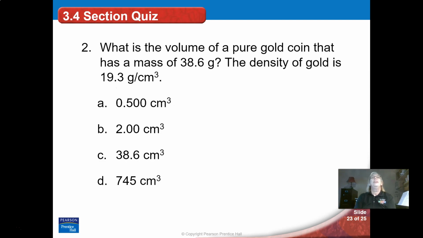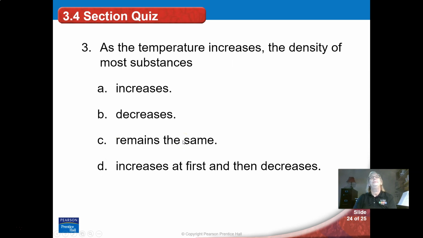Question 2. Volume. So we're given grams and density, just like that last problem I showed you. See if you can figure out volume. So if you want to pause and try this math, that'd be great. Let's look for sig figs. We have 3 sig figs. Our answer has to have 3 numbers in it. So there's 3 numbers. These zeros count because I see a decimal there. Okay, good.